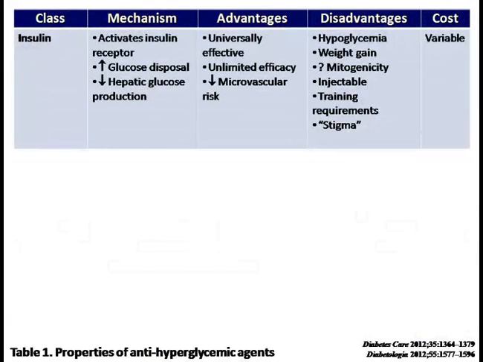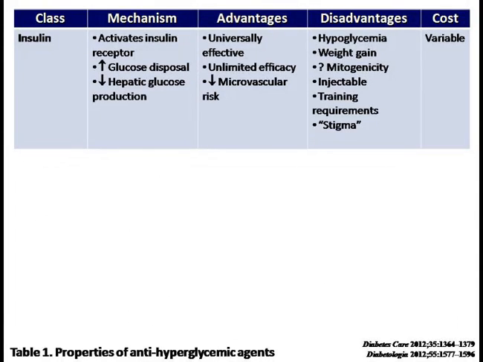And then we have got insulin. And you know that it activates the insulin receptor, it increases glucose disposal at the periphery, and insulin also decreases hepatic glucose production, one of the core defects in pathogenesis. Advantage is it is universally effective, with unlimited efficacy as far as the lowering of A1C is concerned. The disadvantage is, of course, weight gain. And weight gain is something about 2.5 to 5 kg if you are putting the patient on insulin. And of course, there is always the disadvantage that the drug produces hypoglycemia.